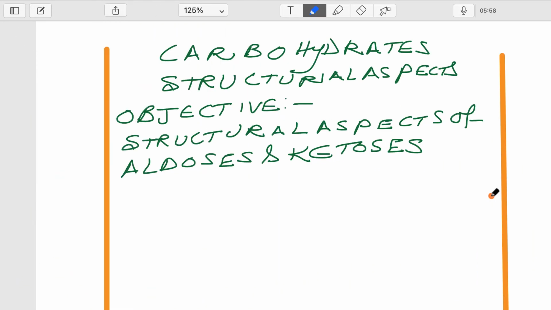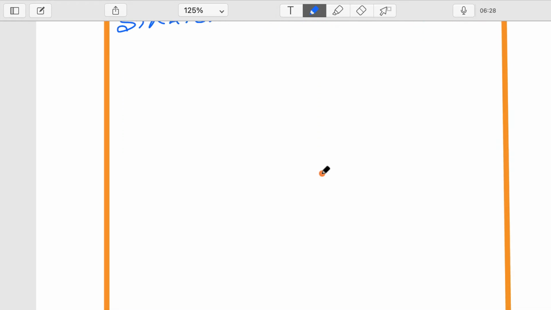Aldoses and ketoses can be explained either in a straight chain form or in cyclic form. Generally, they exist in the cyclic form when they are put into solution. First I will talk about the straight chain form. Let me take the example of glucose and fructose.